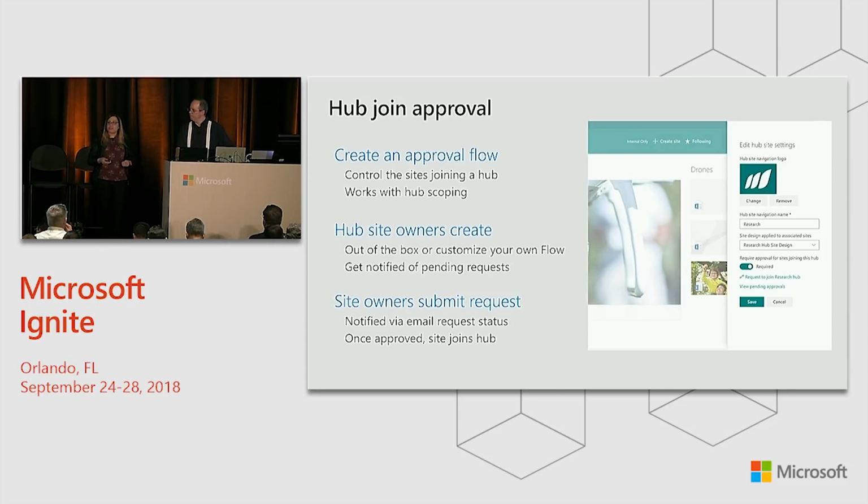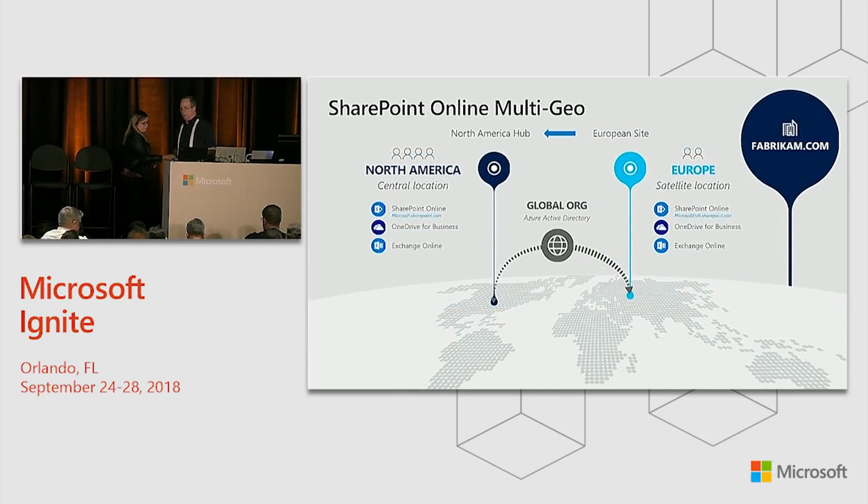Hub site owners create their flows. Site owners submit and get notification. I didn't show you, but you ask the site owner who submitted the request. You get an email back letting you know that your site was actually accepted into the hub. Great. All right, so that's awesome. That's something we're rolling out internally.